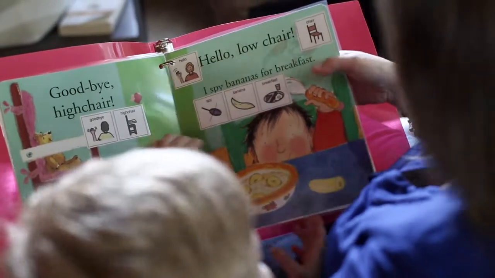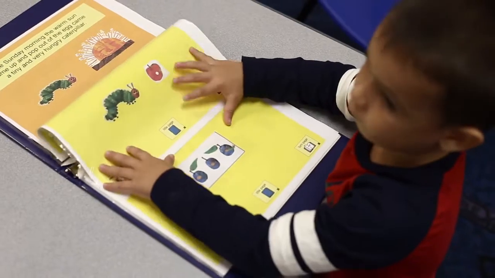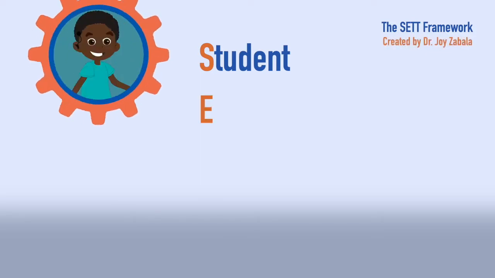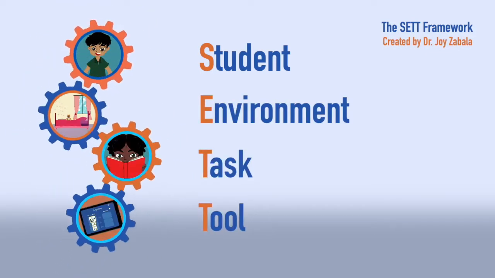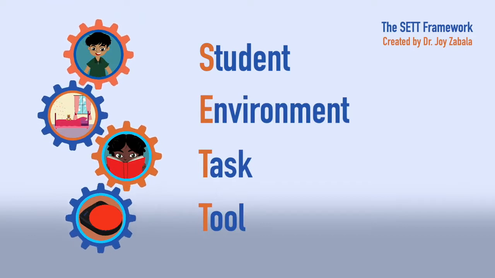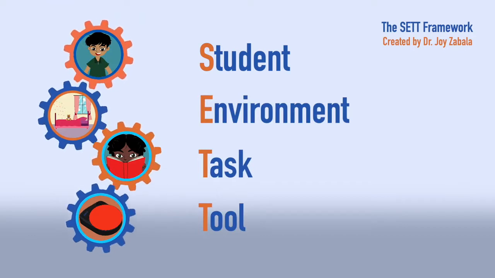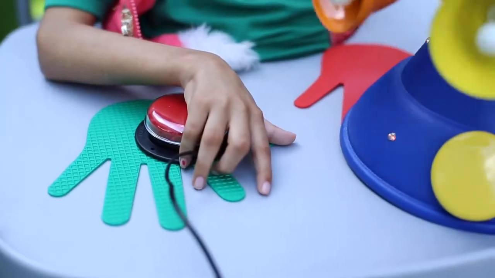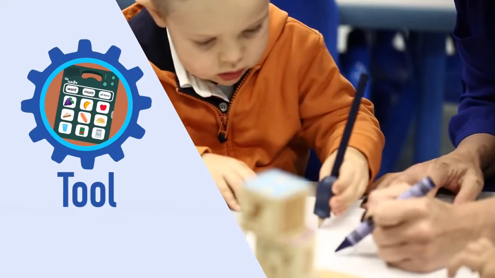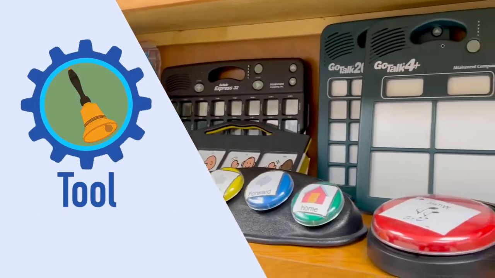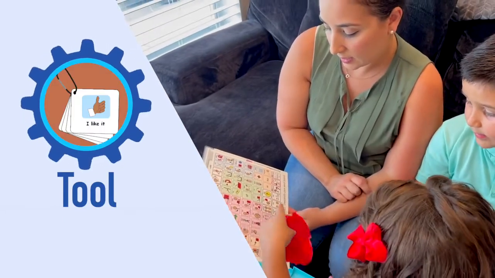But how do you consider which AT tool or adaptation to use for a child? There is an existing framework, SETT, created by Dr. Joy Zabala that helps us organize the information we gather about a child's AT needs. It centers on the child to help us determine the tool or adaptation that will best meet their needs, helping us match the needs and abilities of the child with the right tools.